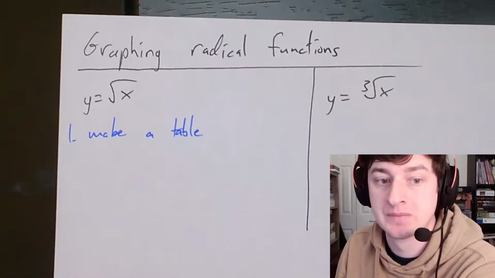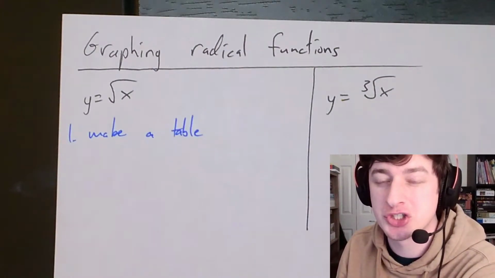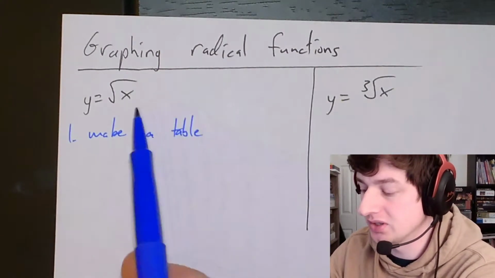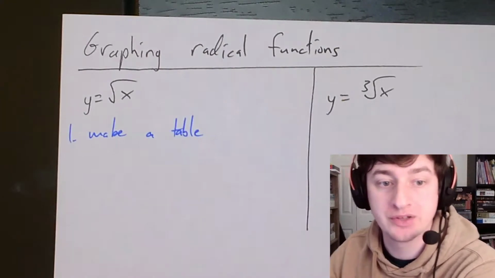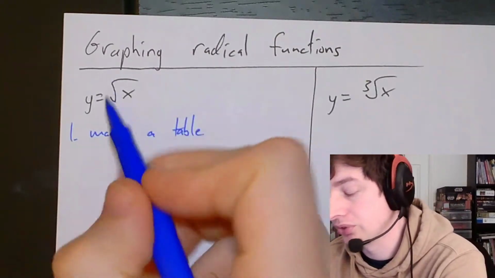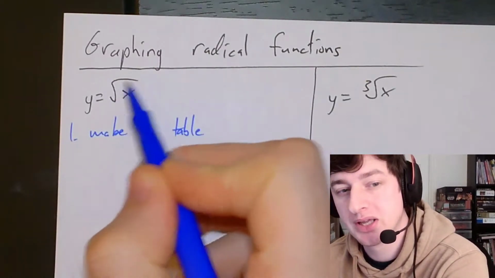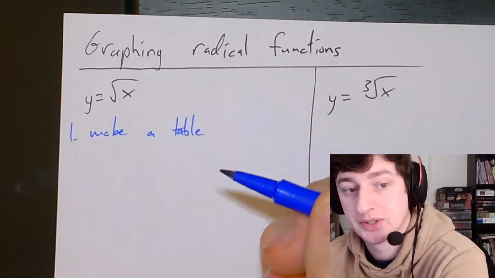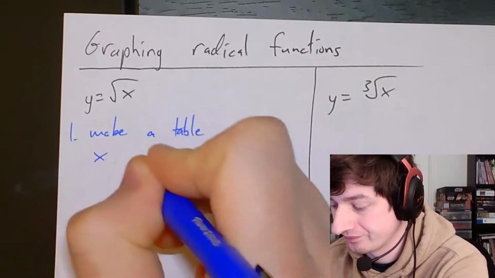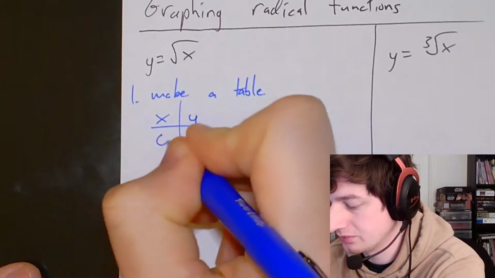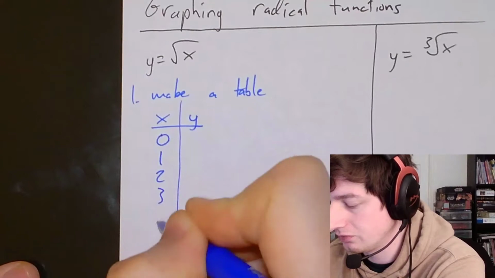Okay, so we're going to make a table. The table is going to change a little bit depending on which one of these we're doing. Previously I said when we make a table, you put 0 in the middle and you go to negatives and positives. For this, when we put negatives into a square root, we get imaginary numbers. So don't put negative numbers in there. So we're going to start at 0 and then just go up. 2, 3, 4, probably.